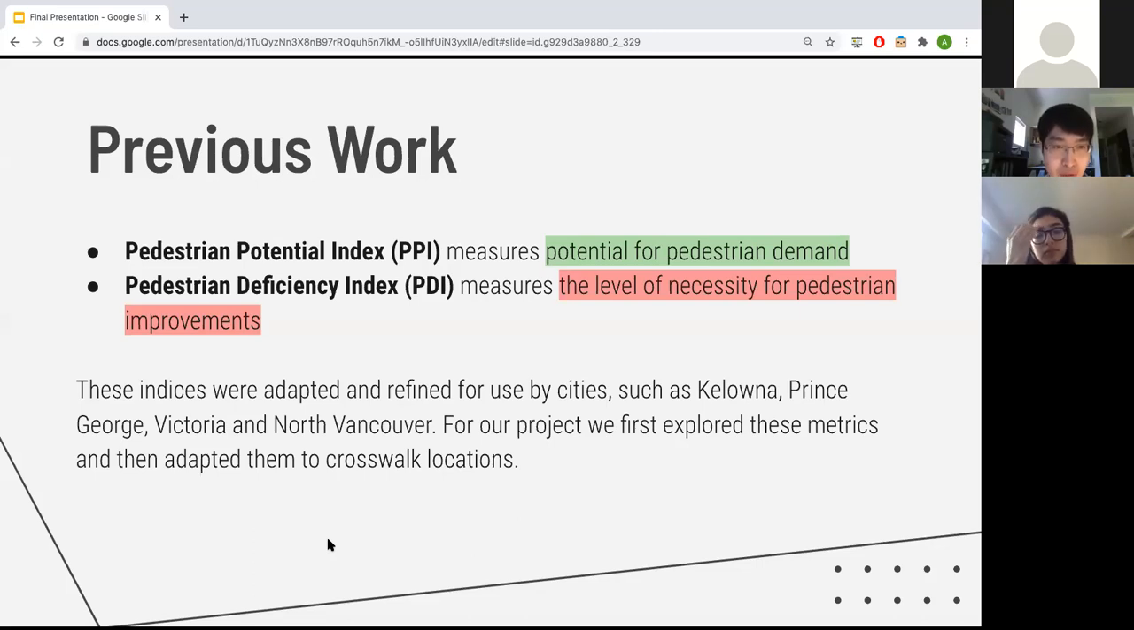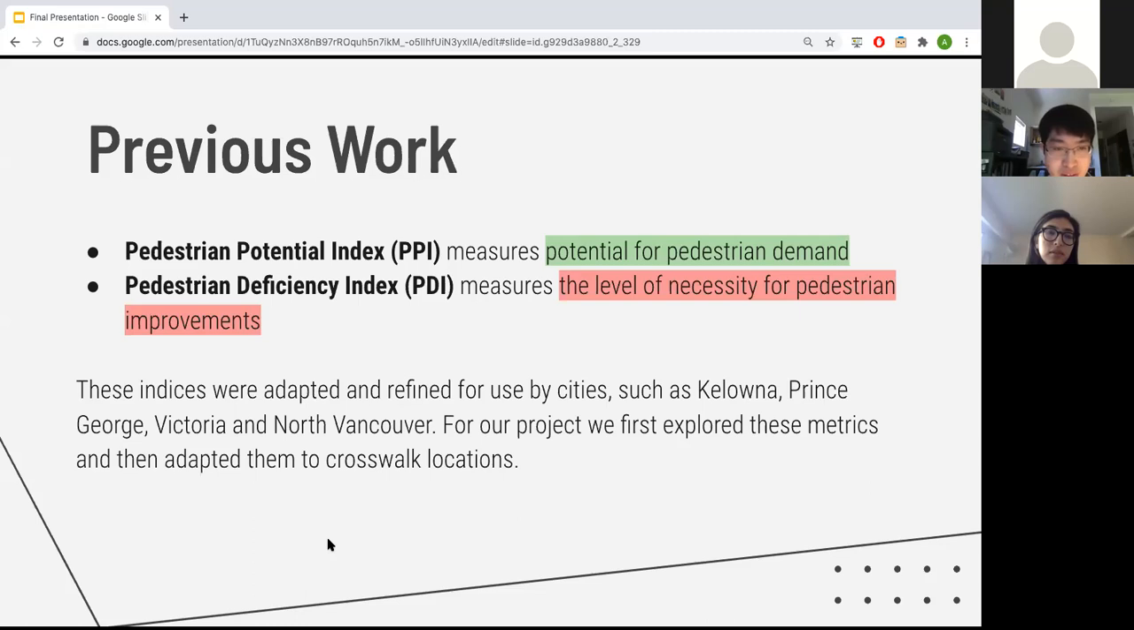So the potential index is about a location's ability to generate pedestrian volume or pedestrian demand. And the pedestrian deficiency index basically measures the level of necessity for pedestrian facilities or improvements. So ideally you want to build a crosswalk in a location that has a high potential index and also a high deficiency index. For those locations that have a low potential index or low deficiency index, the need for a new crosswalk is probably not as high as other places.